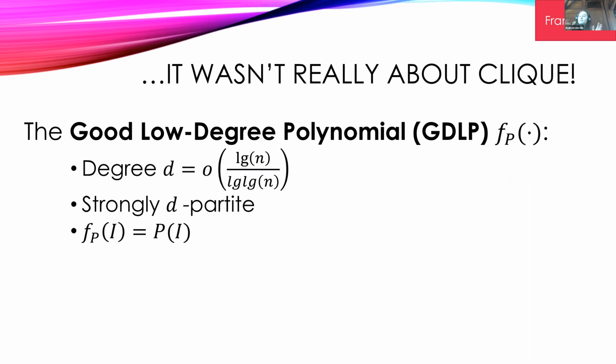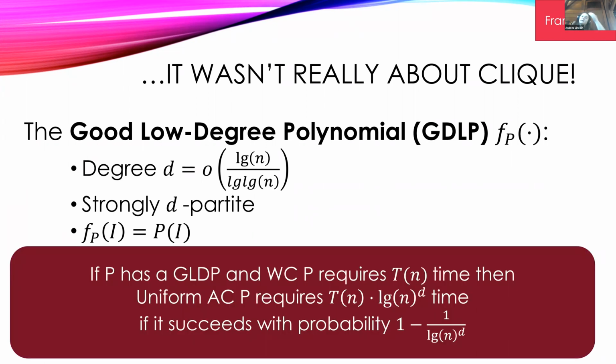Every monomial is of degree D, and it has exactly one entry from each of our partitions. The kind of degree we need to look for is something that's little o of log n over log n. That allows our total overhead to be subpolynomial. And we ask that the output of this function and the output of the problem on 0, 1 inputs are exactly equal. So what do we get from this?